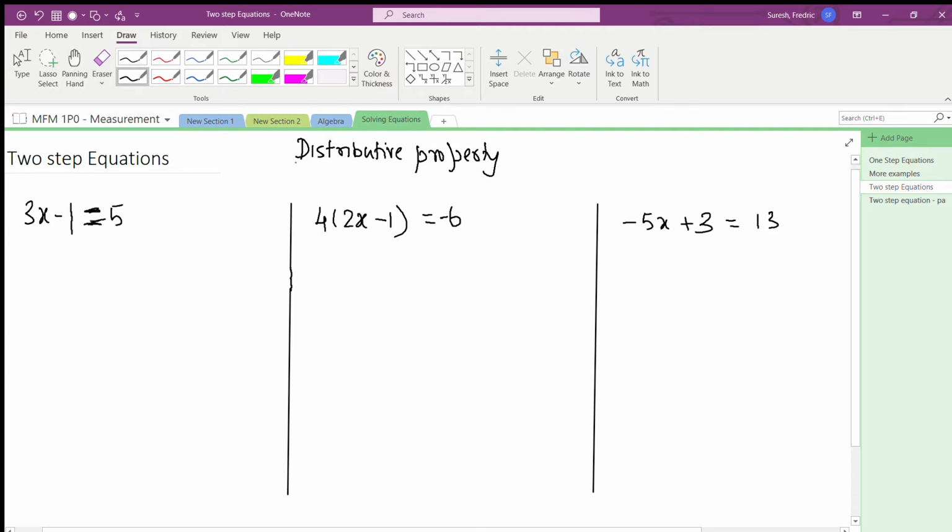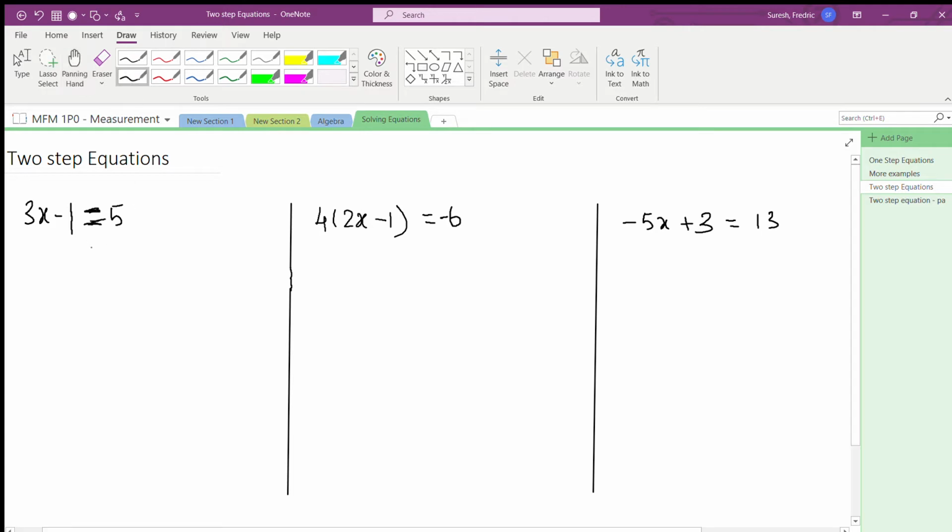Hey guys, in this video we are going to talk about two-step equations. Why two-step equations? Because what you see here is that there is a multiplication between 3 and x. 3 times x means 3x, and there is a subtraction by 1. So if we want to isolate for the x, we have to undo two operations, and that's why this is called a two-step equations solving.